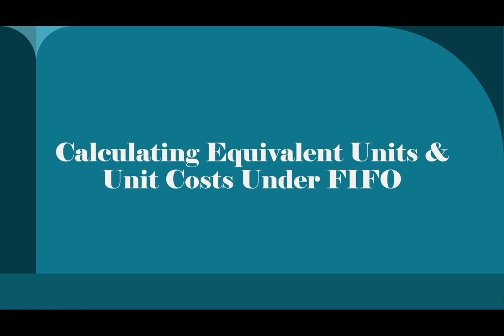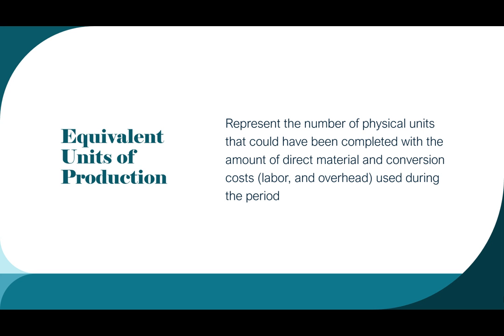Hi, in this video, I cover how to calculate equivalent units and unit costs using the FIFO method. Equivalent units of production represent the number of physical units that could have been completed during the period when we consider the amount of material and conversion costs that were used.